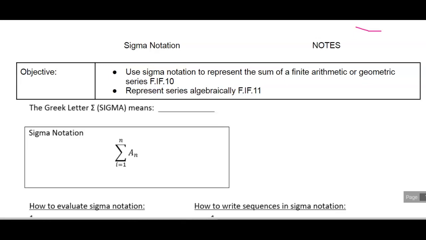Okay, so section 5.10 is actually about sigma notation. Sigma is the Greek letter sigma, and the letter sigma means sum, or to add. So with sigma notation, you're going to see this big Greek sigma. At the bottom, this is called the index number.